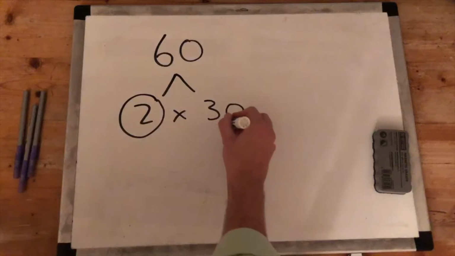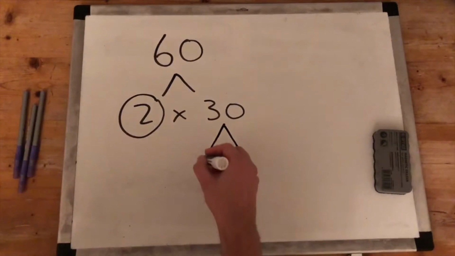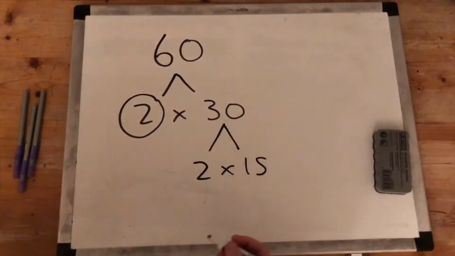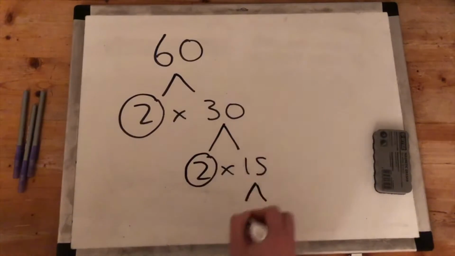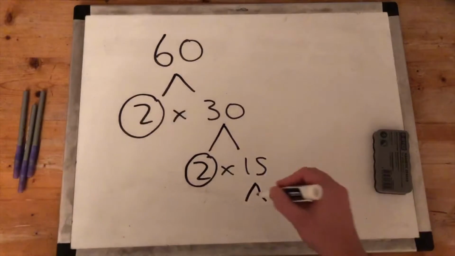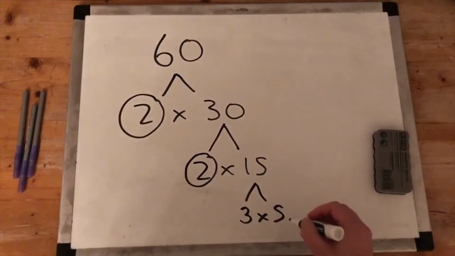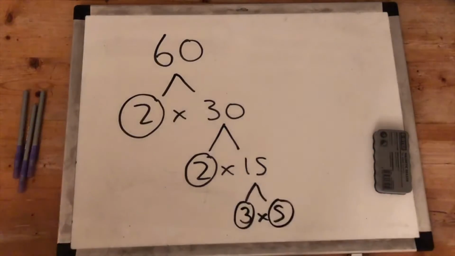So what we do is we keep going from 30. Two numbers that multiply to make 30. 2 times 15. And it's the same thing. Is 2 a prime number? Yes, circle it. Is 15 a prime number? No, keep going. What multiplies to make 15? 3 times 5. Is 3 a prime number? Yes, circle it. Is 5 a prime number? Yes, circle it. So now we're finished.